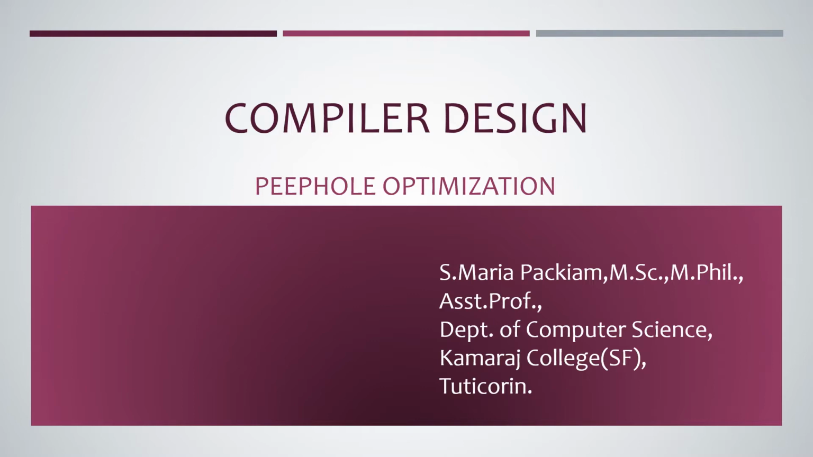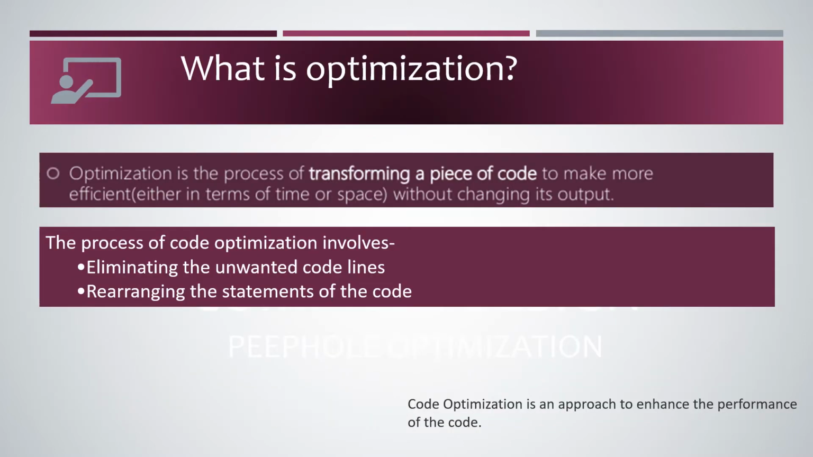Now let's see what this optimization means. What is optimization? Optimization is the process of transforming a piece of code to make it more efficient without changing its output. So for example, if my program consists of 20 lines of code and there is a possibility of reducing the size of my program to 15 or 18 lines without changing its output, that is, no compromise with the output, this will be called optimization.